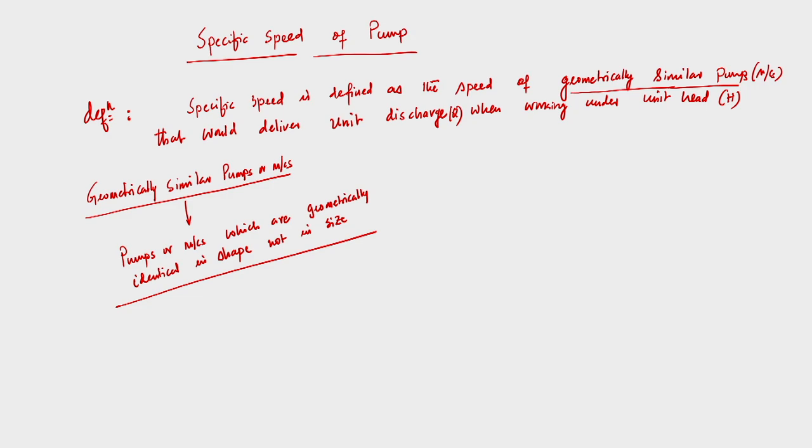So, pumps or machines which are geometrically identical in shape, but not in size. Size may differ, but shape has to be geometrically similar. That means machines which belong to a homologous series: size may change, in either decreasing or increasing order, but their shape will remain the same. Those series of machines are known as geometrically similar machines, or machines belonging to a homologous series.